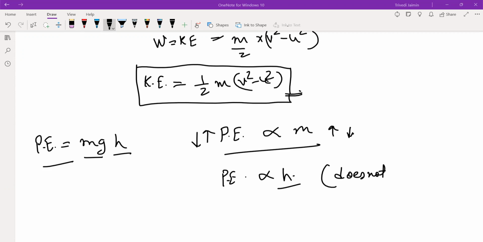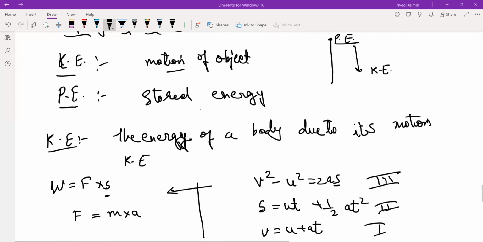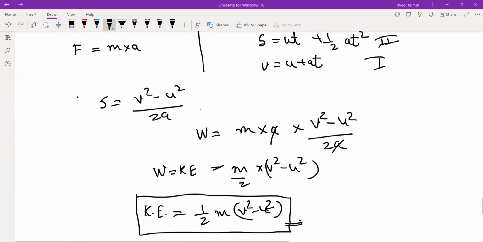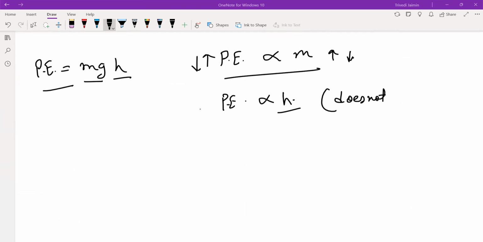Okay, no problem. So what are we doing? We are just doing some numerical and we are deriving some potential energy and kinetic energy. Sir, are we doing structure of atom? No. Oh, okay. It's a physics class. Okay, sir.